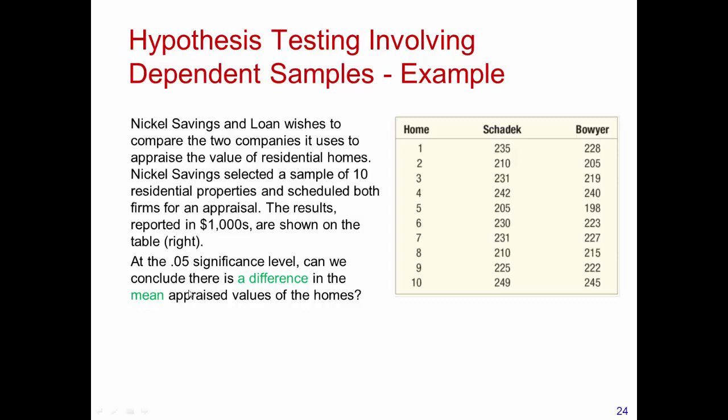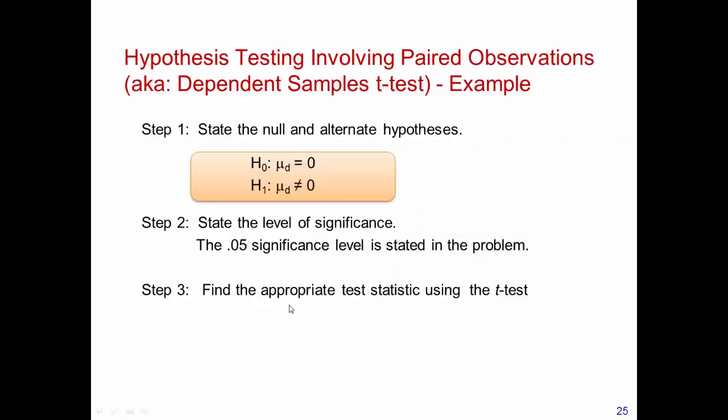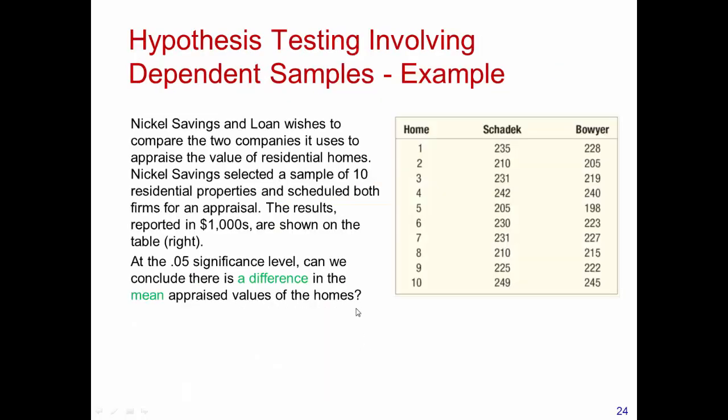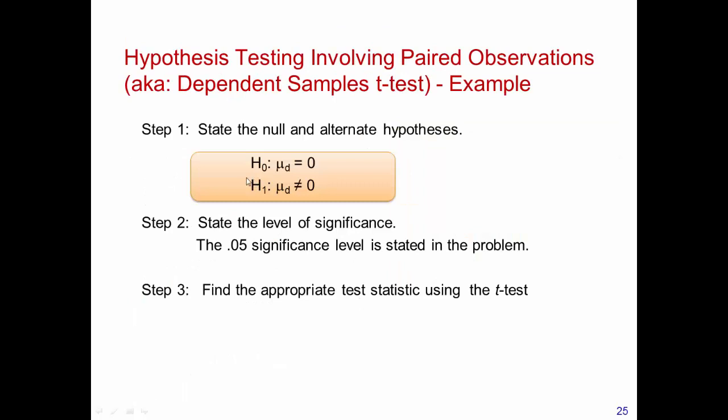Remember, our keyword here is a difference. So the null hypothesis is that mu sub d, which, if you remember, is the difference we would expect to find between our two population means, is equal to 0. And the alternate hypothesis, which is what we expect to find if something is going on, is that mu sub d is not equal to 0.